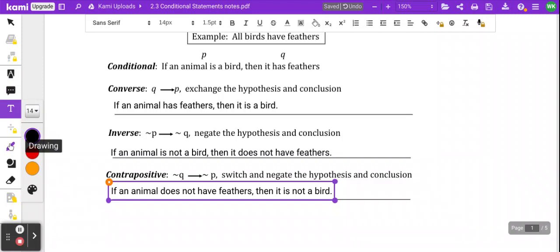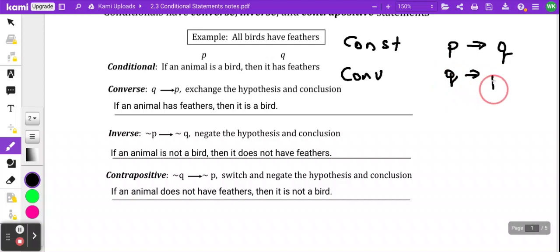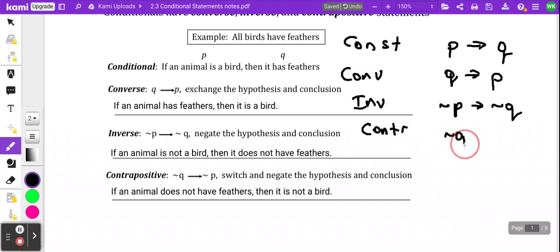I would like to take a minute and try to show you a summary. The conditional statement is P implies Q. The converse would be Q implies P. For the inverse, I am negating the conditional statement, so that will be not P implies not Q. And the contrapositive, I'm not going to spell it, will be the negation of the converse, which would be not Q implies not P. The way I remember this is they kind of go together, and the third and fourth go together.